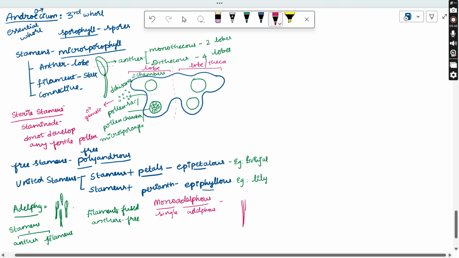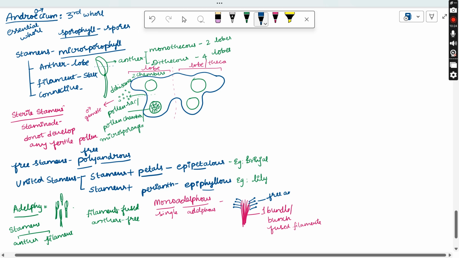Suppose this is one filament, another filament, another filament. So all the filaments keep on fusing and form one bundle, and that forms a tube type of structure, we call it the staminal tube. So how is this one bundle or one bunch formed? Because of the fused filaments. All the filaments are fused. And what is this adelphous condition, as we discussed? Though the filaments are fused, the anthers are left free, right? So you can find the anthers separately where all the filaments are fused here.